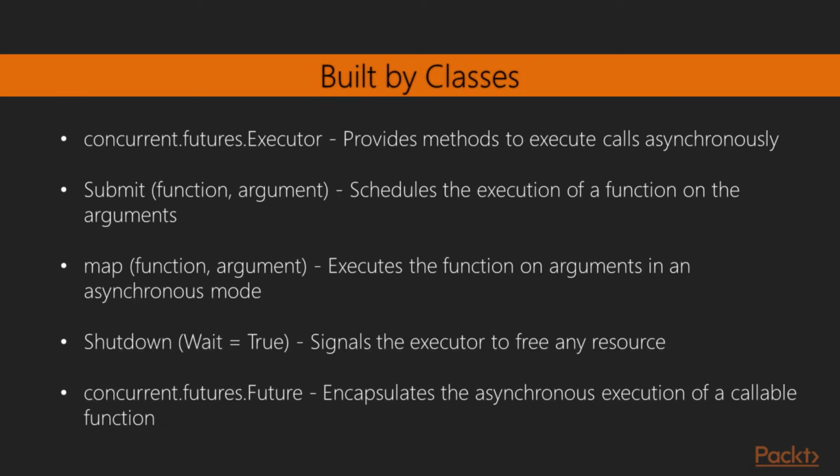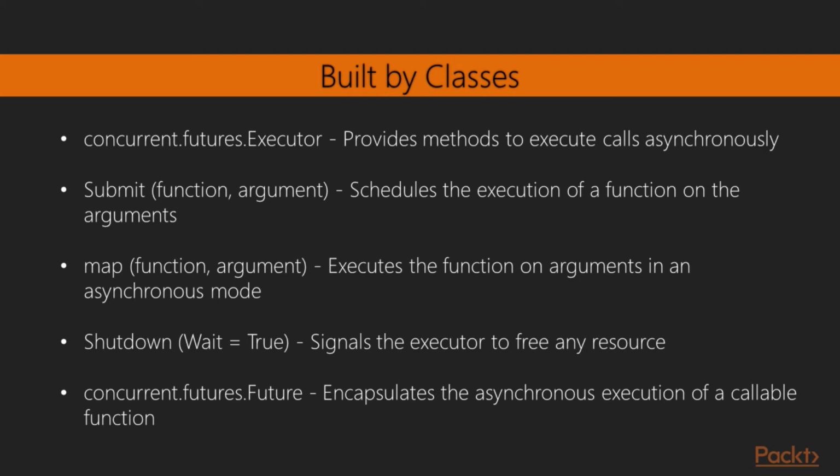1. concurrent.futures.Executor. This is an abstract class that provides methods to execute calls asynchronously. 2. submit(function, argument). This schedules the execution of a function, called callable, on the arguments. 3. map(function, argument). This executes the function on arguments in an asynchronous mode. 4. shutdown(wait=True). This signals the executor to free any resource. 5. concurrent.futures.Future. This encapsulates the asynchronous execution of a callable function.